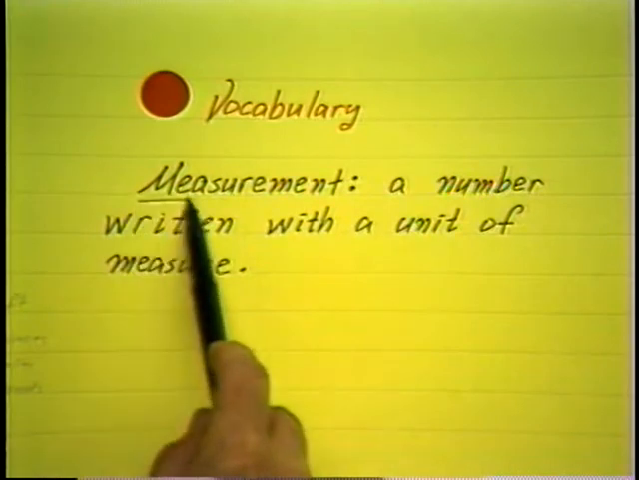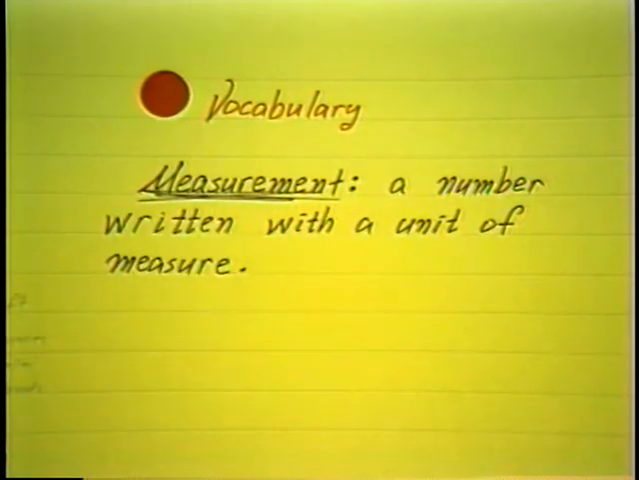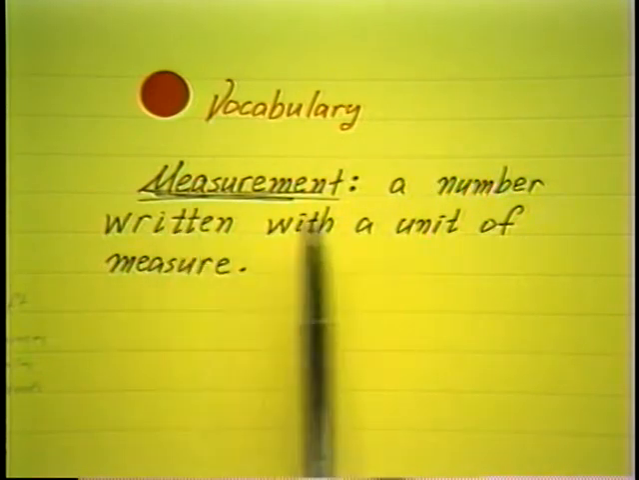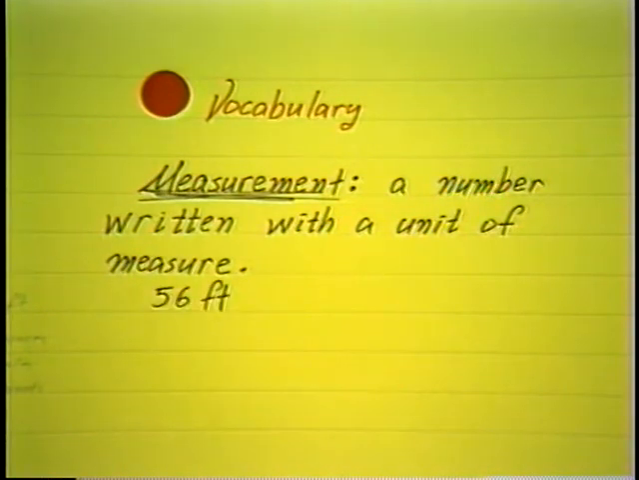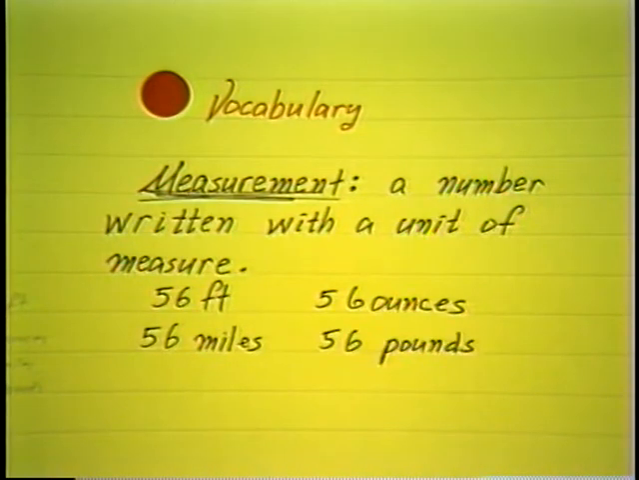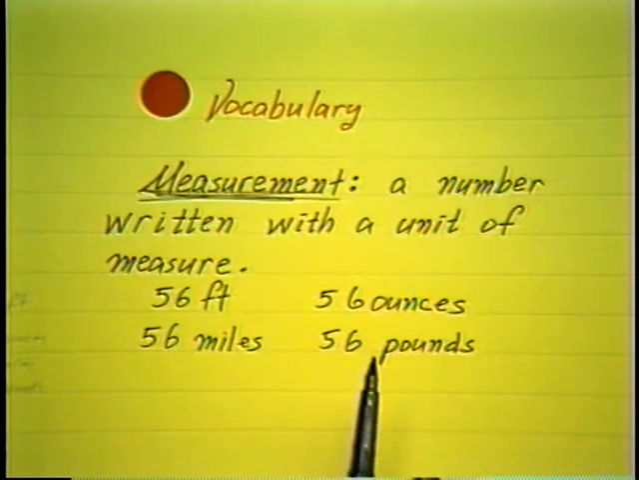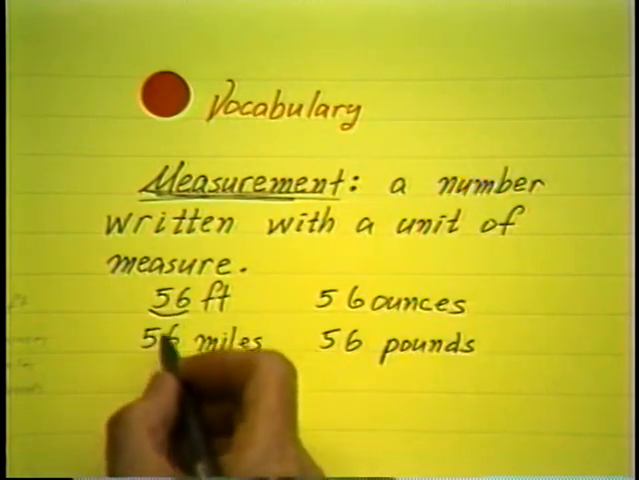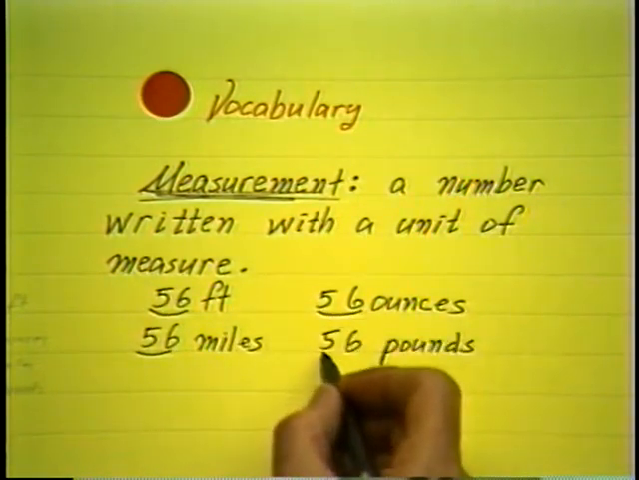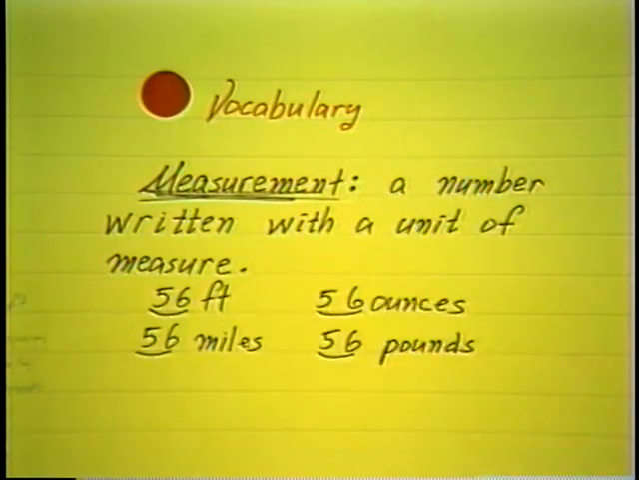As we study measurement, let's define it just a little bit more carefully than we do in our daily lives. It's a number written with a unit of measure. An example: 56 feet, 56 ounces, 56 miles, and 56 pounds. And this list goes on and on, a very long list, could fill a book. The point is, most people concentrate too much on this number. In doing so, they'd be tempted to say they're all equal because they all have the number 56.